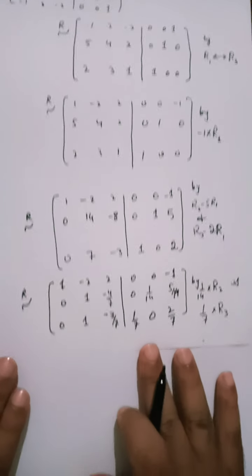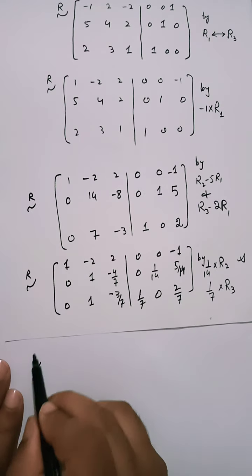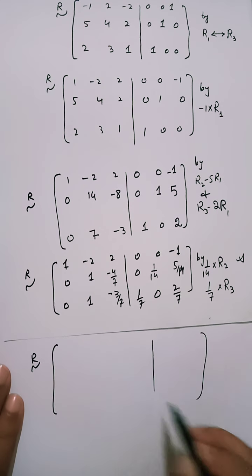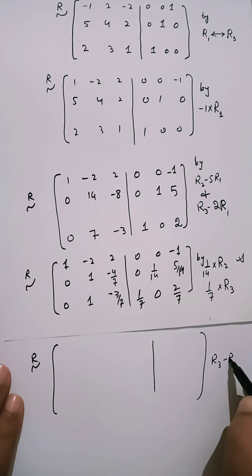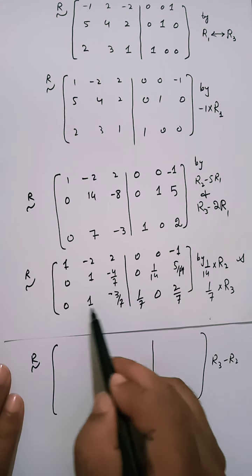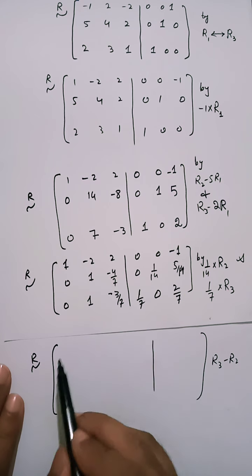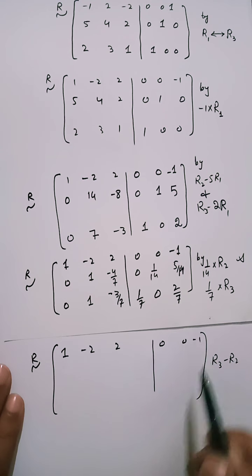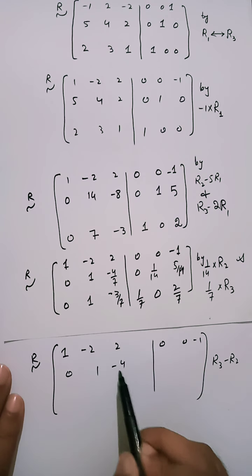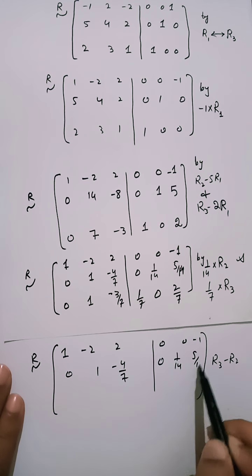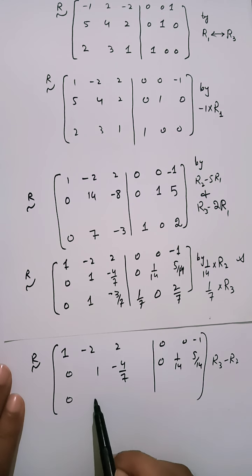Now, row equivalent, if I perform the row operation R3 minus R2, that will become 0, because in the identity matrix at this place the number is 0. So 1 minus 2, 2, 0, 0 minus 1, 0, 1 minus 4 by 7, 0, 1 by 14, 5 by 14, 0, that will become 0.